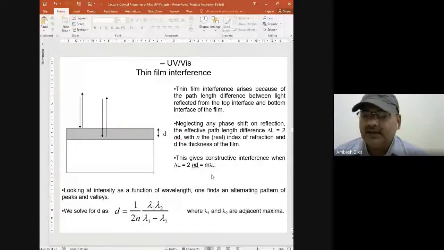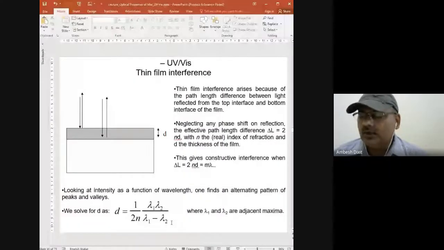D is equal to 1 over 2n, lambda 1 into lambda 2 over lambda 1 minus lambda 2. This is an experiment that you can do in your lab. Then you can see the transmission fringes which are coming. Then you can compute lambda 1, lambda 2, lambda 3, and the corresponding simultaneous lambda 1 and lambda 2. These are adjacent maxima or even adjacent minima.